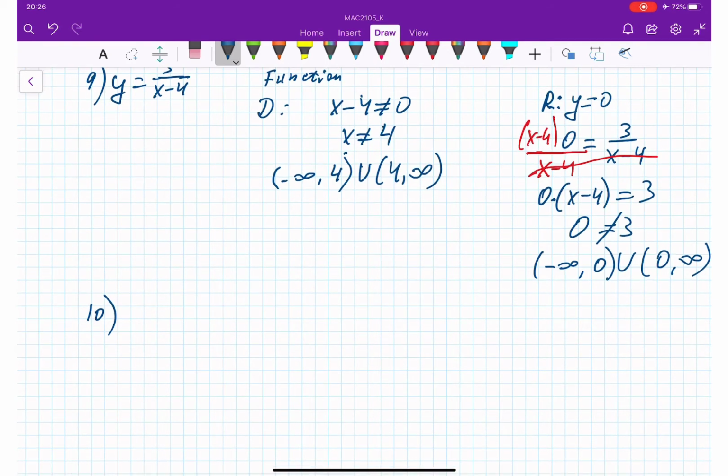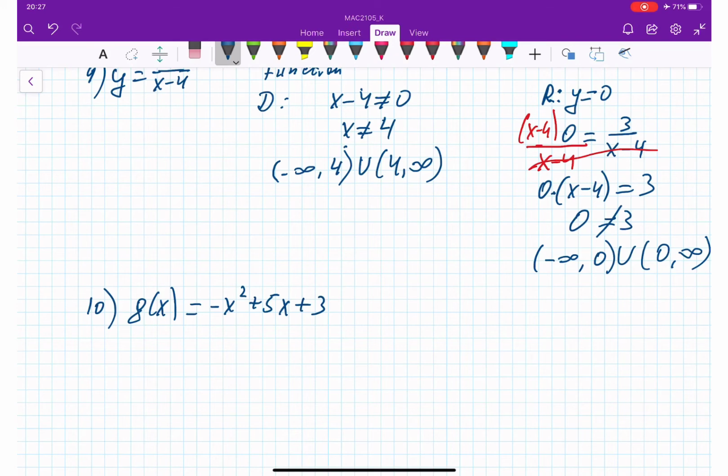So we have g of x is equal to negative x squared plus 5x plus 3. Find and simplify g of negative 4. All right. We need to find g of negative 4. Well, g of negative 4 is going to be equal to, instead of negative x squared, we are going to put negative 4 squared, right? Because this negative is this negative, okay? Plus 5 times negative 4, and then plus 3.